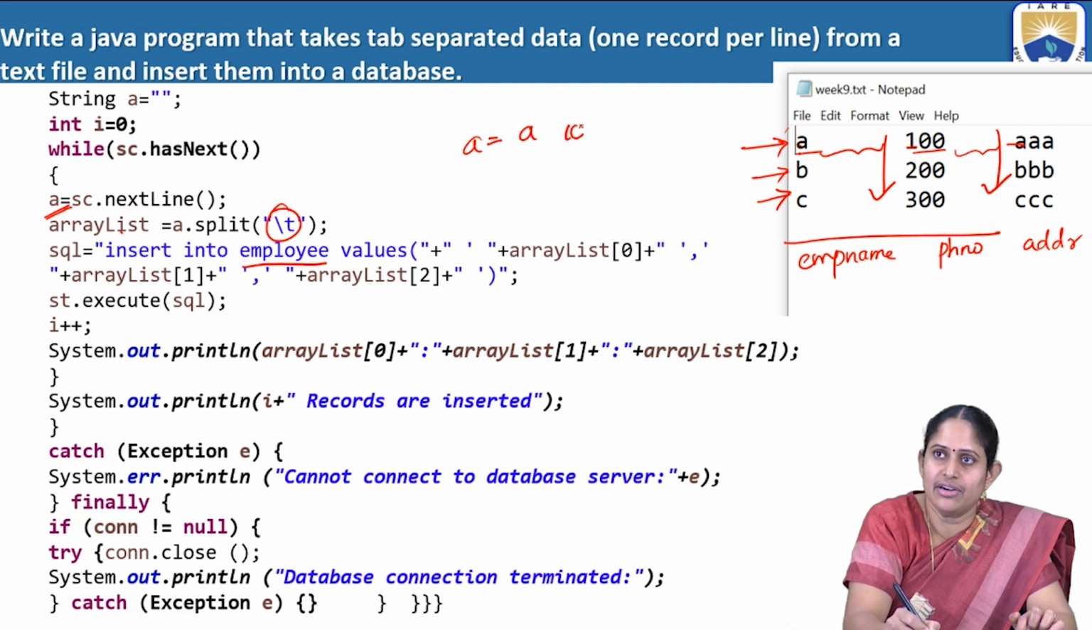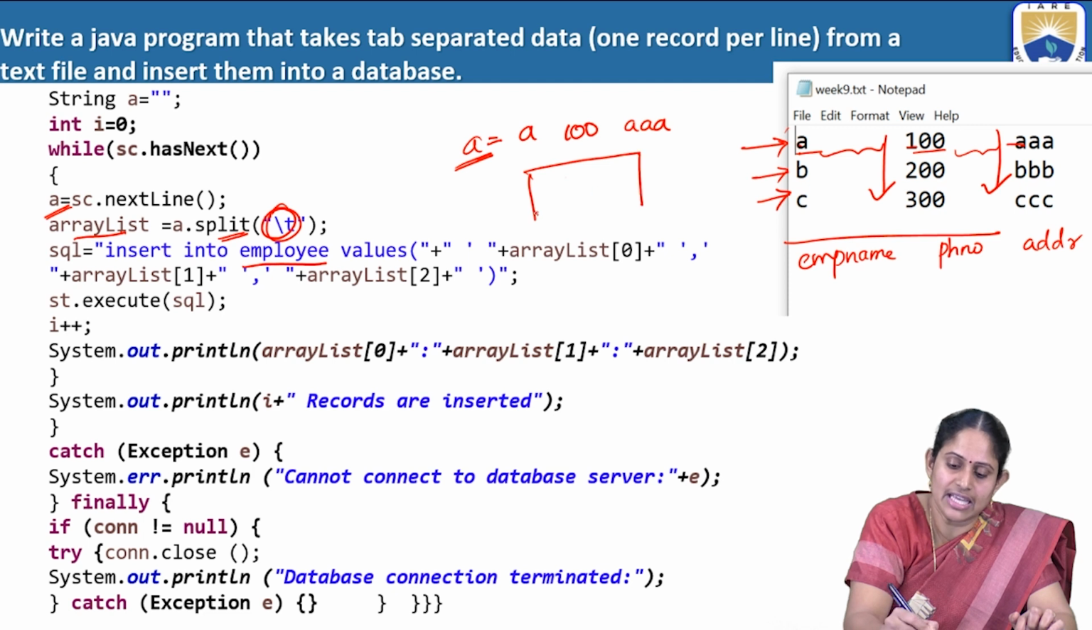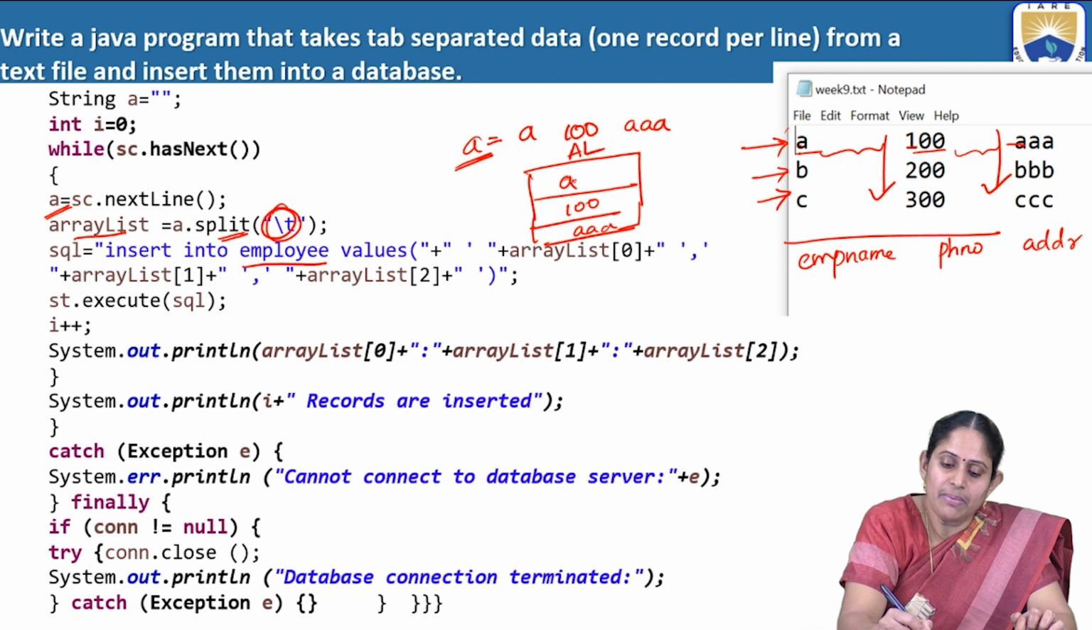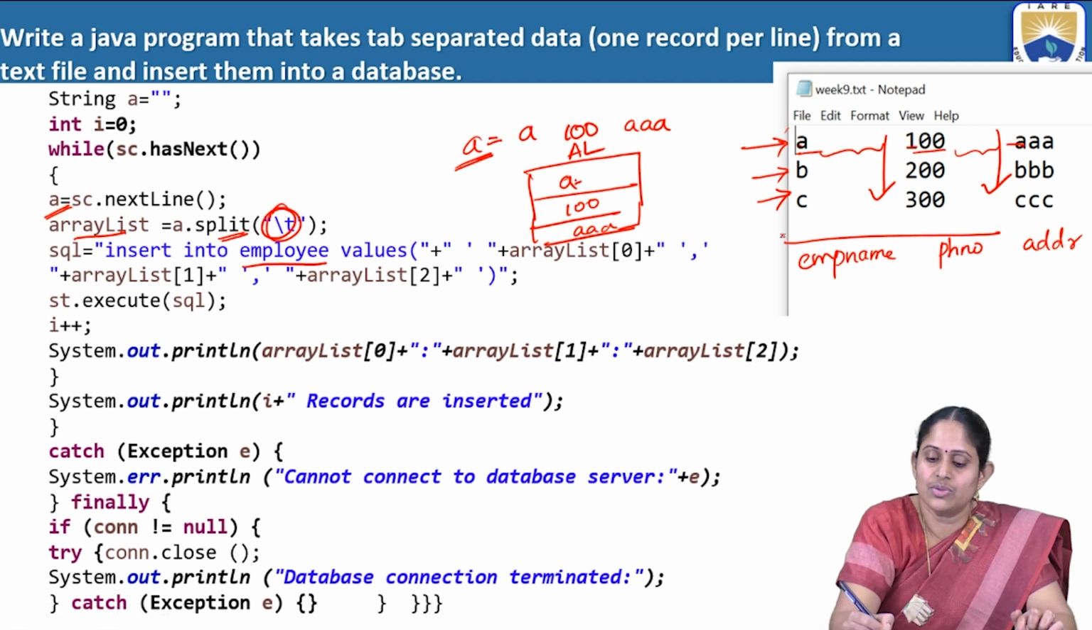So that is A 100 and A. This is the contents of string A. Now into this array list, we split A based on this tab and then store each of these contents into the array list. So what will we have in the array list? We will have A, 100 and AAA as the address. These contents are stored in the array list. Now each of these will be extracted and stored into the database.